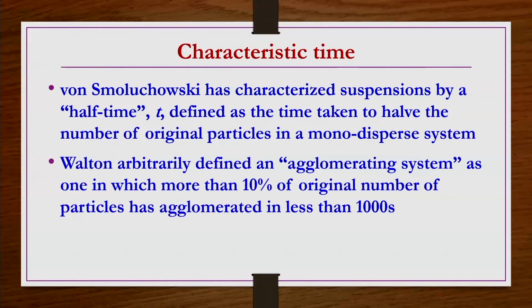There is another characteristic time definition. Walton defined an agglomerating system as one in which more than 10% of the original number of particles has agglomerated in less than 1000 seconds. You take a system of very fine particles, let us say again 1000 very fine particles, right. If 10% of those particles, that is 100 particles, are agglomerating within 1000 seconds, then you can say that system is a kind of agglomerating system according to Walton.